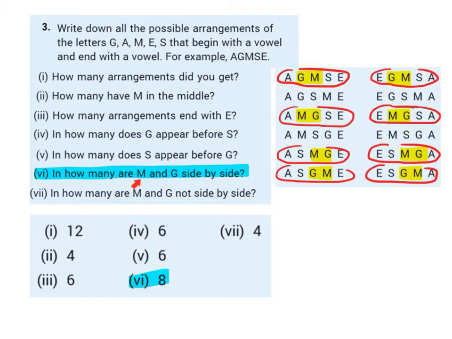In how many are the M and the G side by side? Now it doesn't say if the M comes before the G or the G comes before the M or anything like that. They just have to be side by side. So here we have GM, MG side by side, MG side by side, GM side by side, GM side by side, MG side by side, MG side by side, and GM side by side. So 1, 2, 3, 4, 5, 6, 7, 8. There are 8 arrangements where the M and G are side by side.